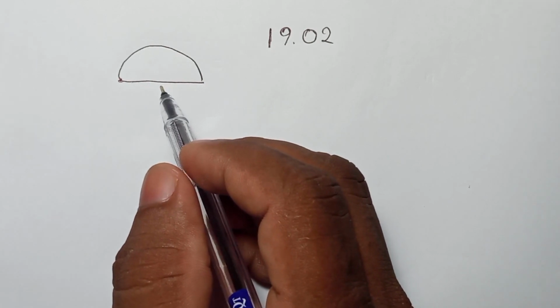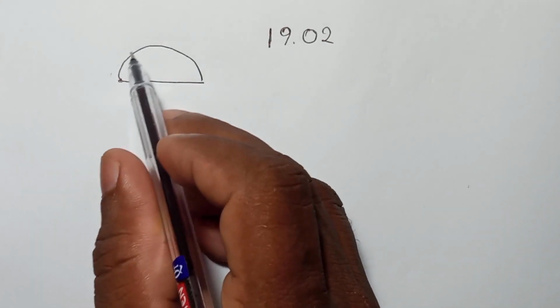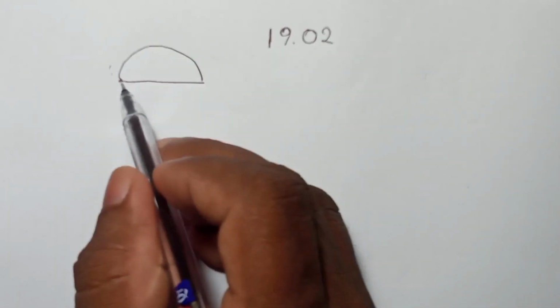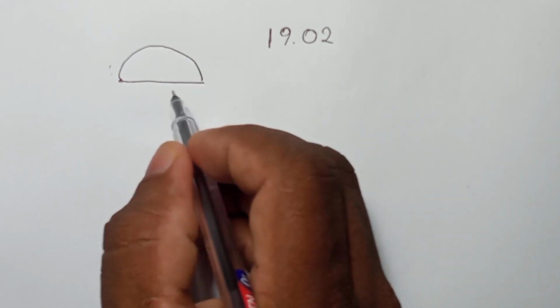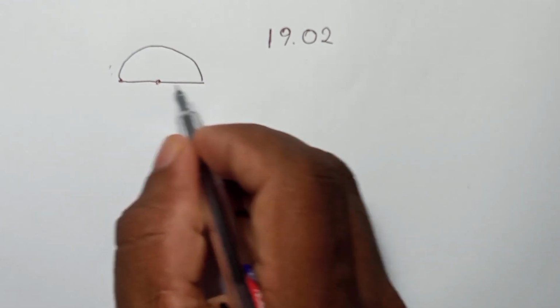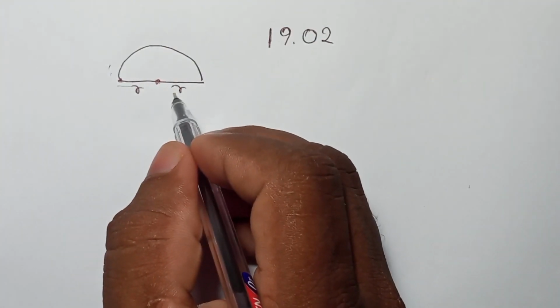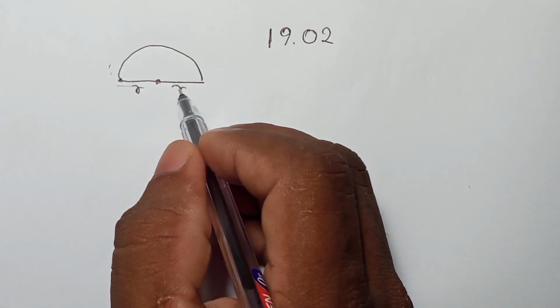Try to understand here. This perimeter means not only this curve length, but this curve length plus this diameter. This diameter we can think of as two radii, right? From here to here is r, no? From here to here is radius r, right? We need to find how much this r is. What is the value of r, we need to find.